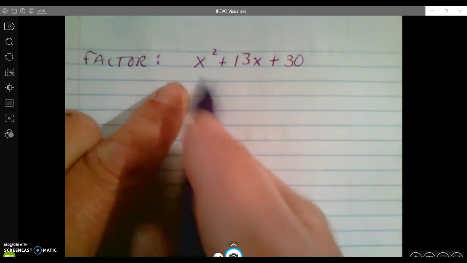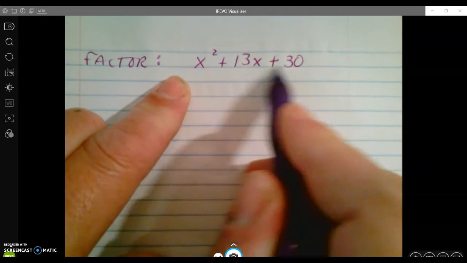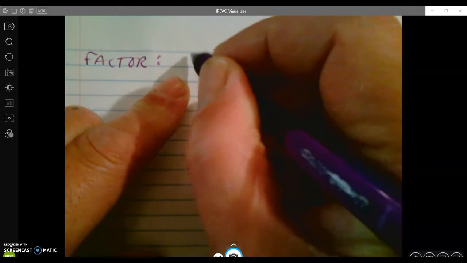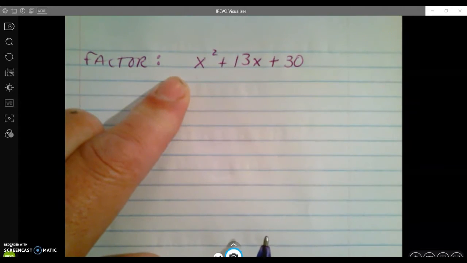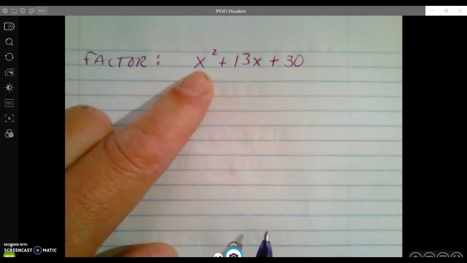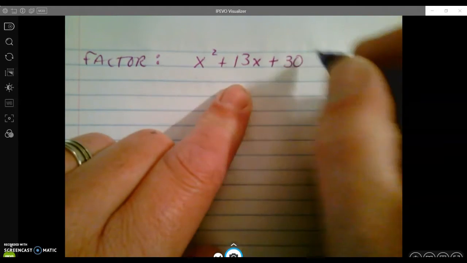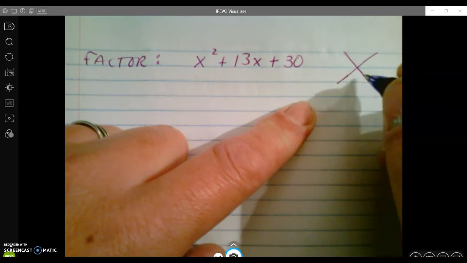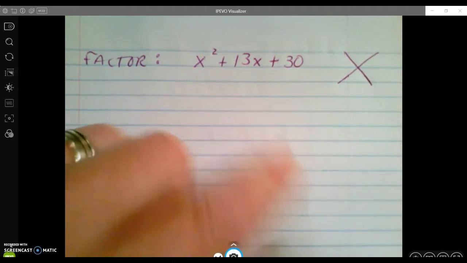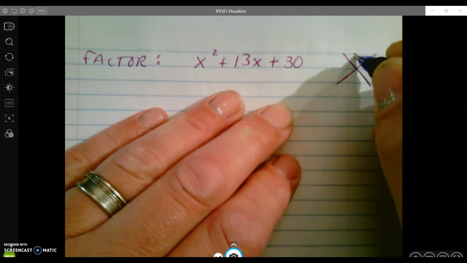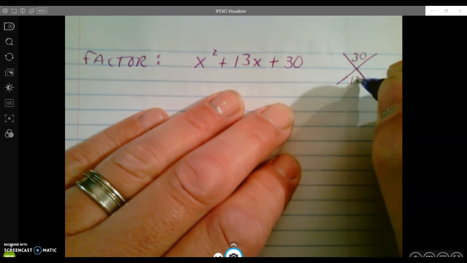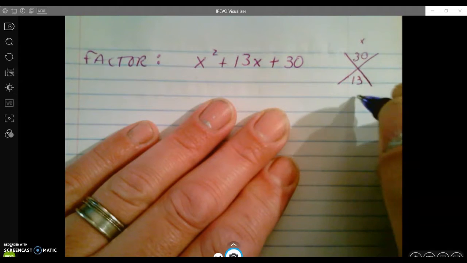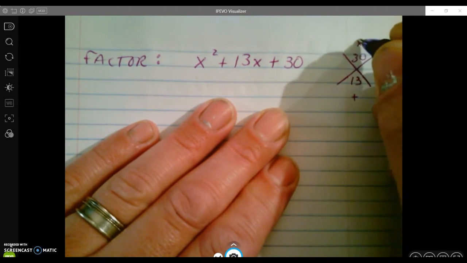So first things first, though. The examples we're going to do in this video will always have x squared by itself, or it would be a 1x squared if we were going to put a number there. That makes these a little easier. Now, the method here is this. Some teachers draw this, just for an x here. I've seen it different ways. We'll put 30 on top and 13 on the bottom. We need two numbers that multiply to make 30, but add up to 13.